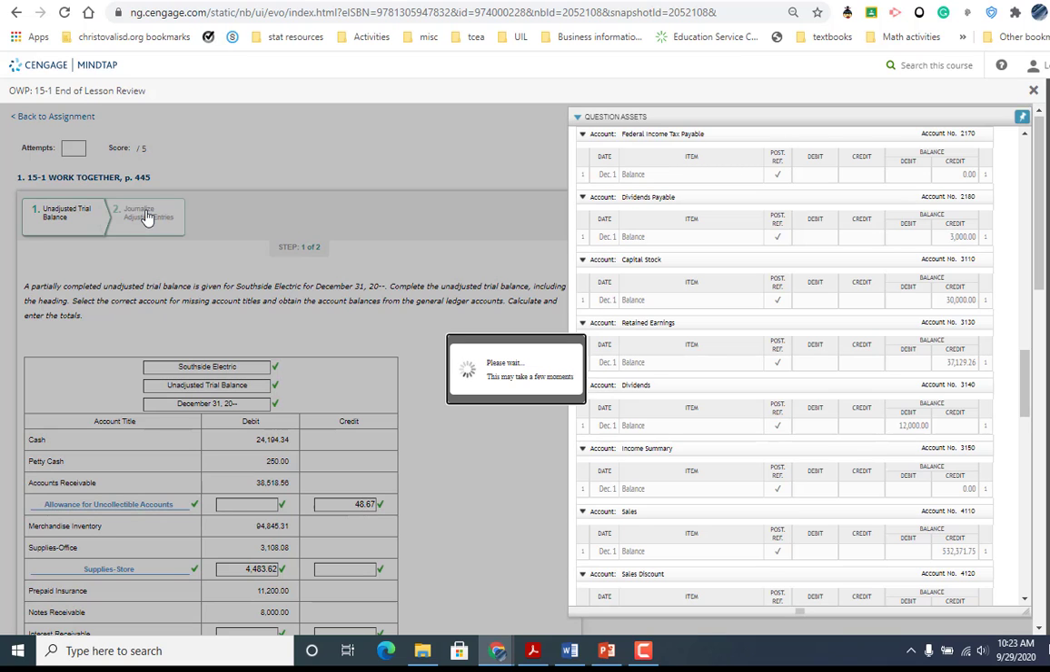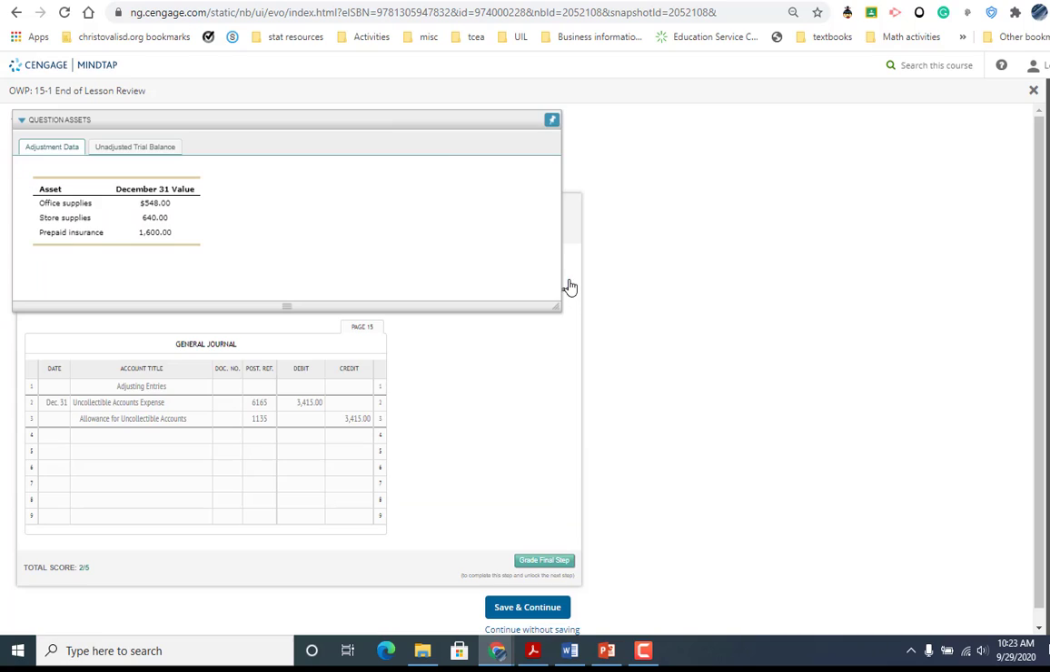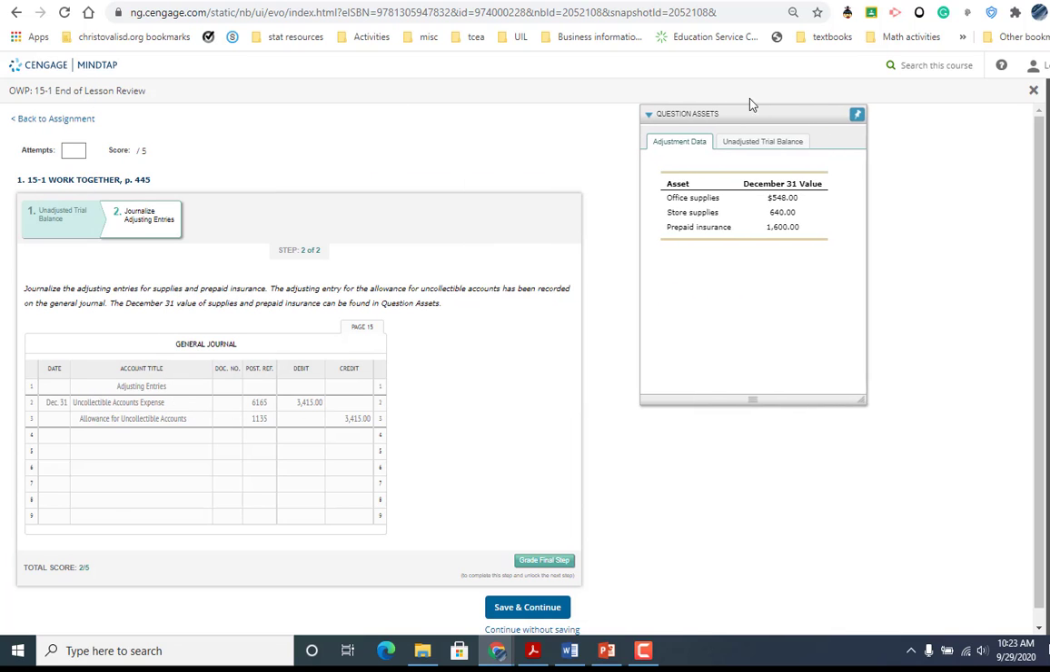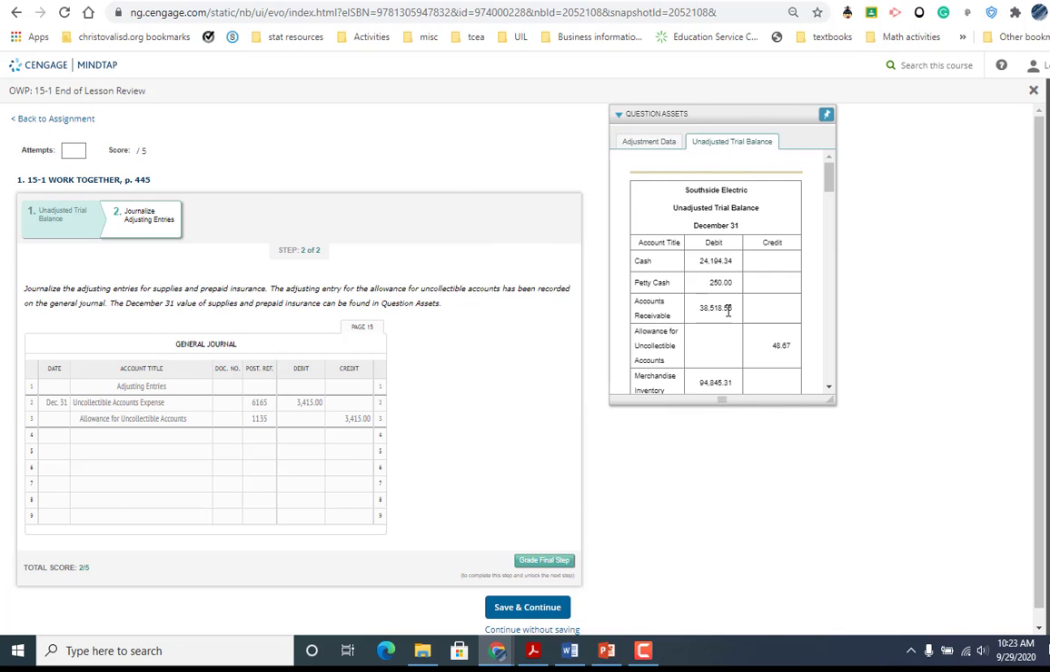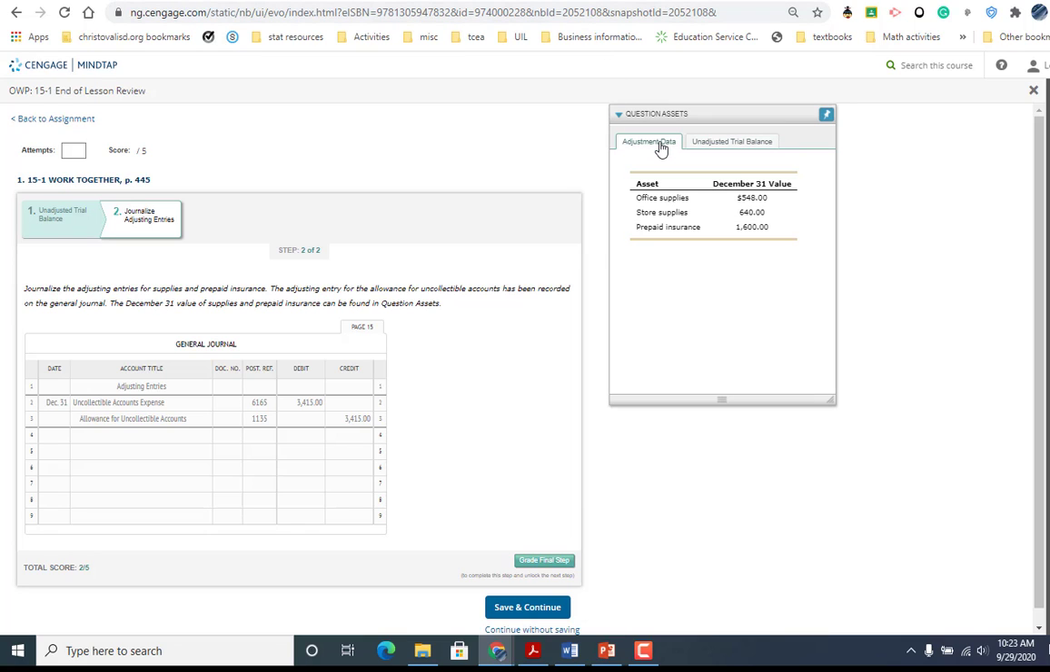We're going to journalize the entry. And so here is where it's giving us our adjustment data. So I told you this information is going to come into play. This is what's actually in hand. We will have to use the unadjusted trial balances to find what we record there. But this is actually what we have. And so we need to find the difference.